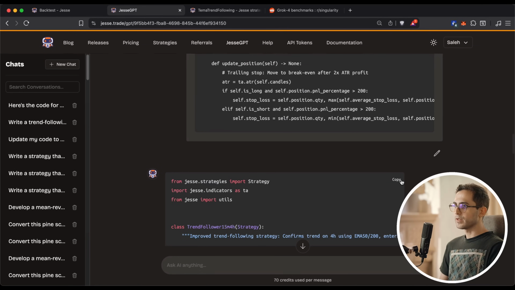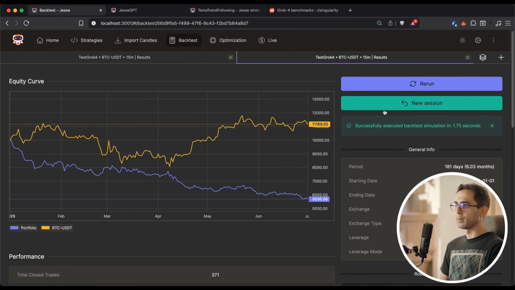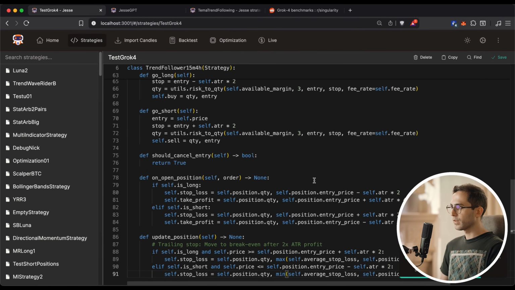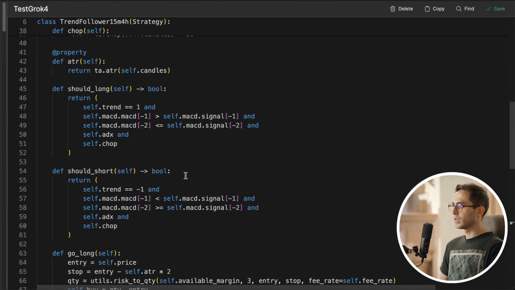So this isn't really related to the syntax, it's related to the knowledge. And this model is supposed to be really good at that. So let's see. All right, so here's the code. Let's copy it, go back and paste it here. Now let's see what is changed.